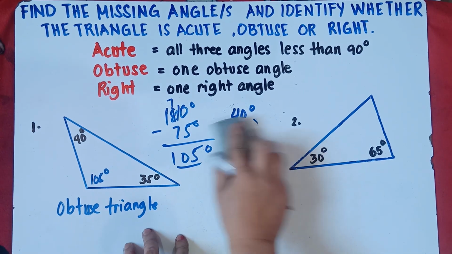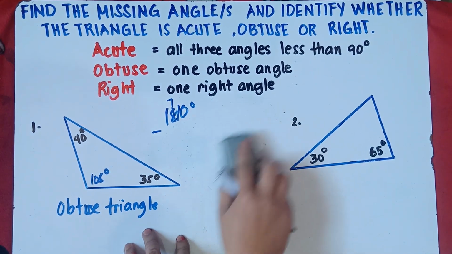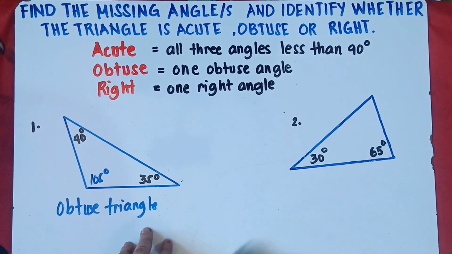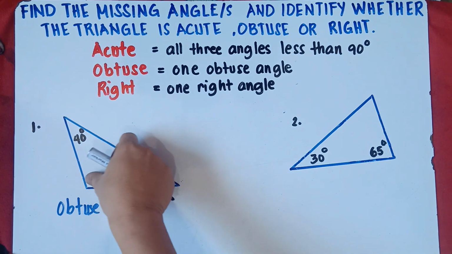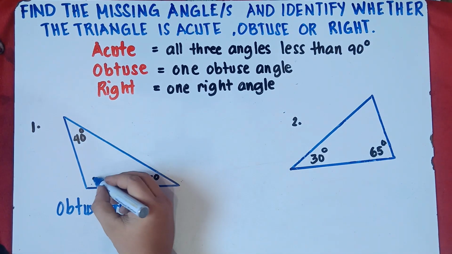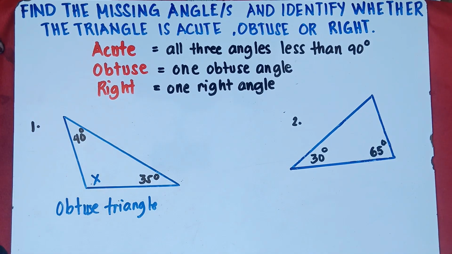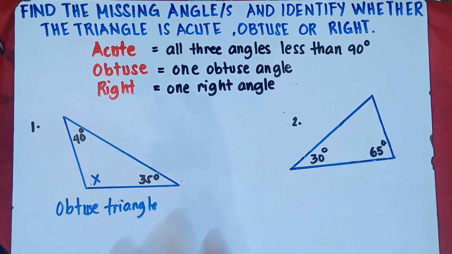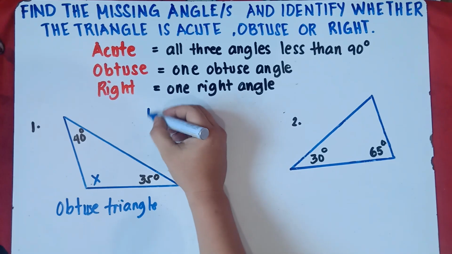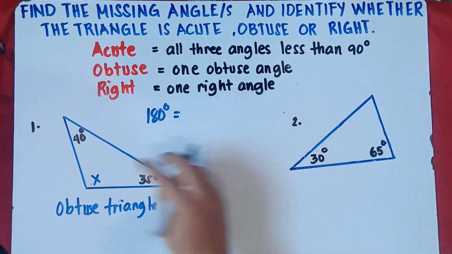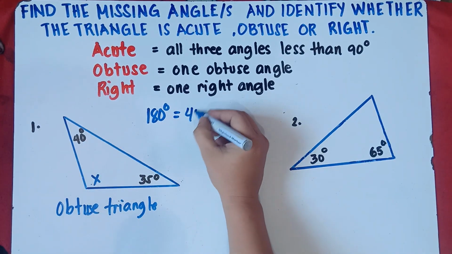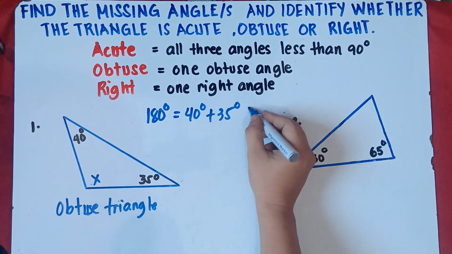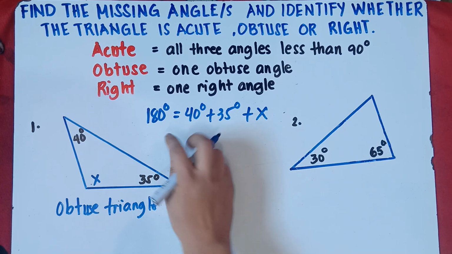But the other solution, class, the long method, if you want to answer this one step by step, just in case the teacher will ask for the solution. Okay, once again, we're told to find this angle. Let's label this one as x. We're told to find x, this angle. So once again, the sum of these three angles should be equal to 180. So that would be 180 degrees equals 40 degrees plus 35 degrees plus x.